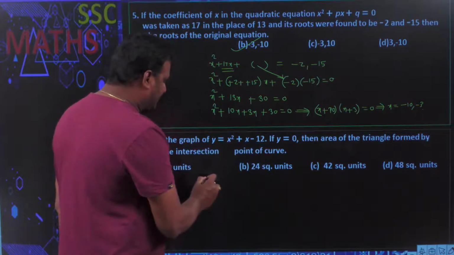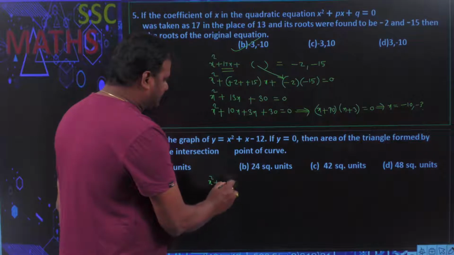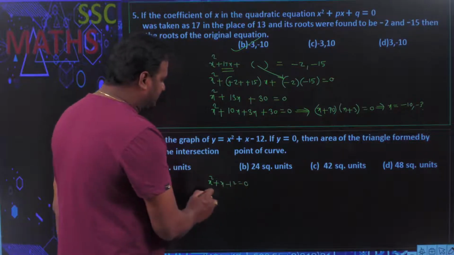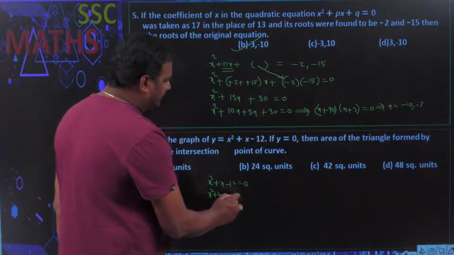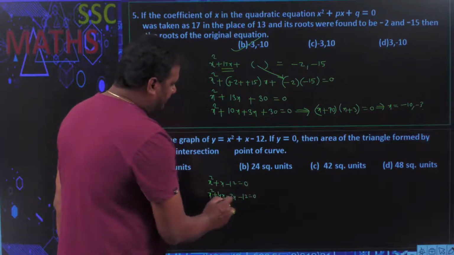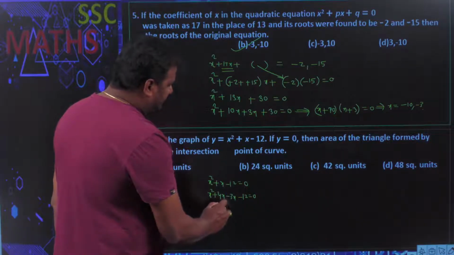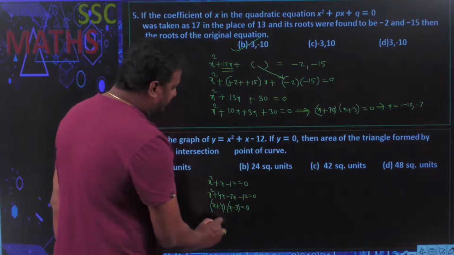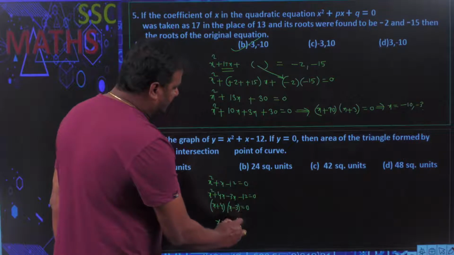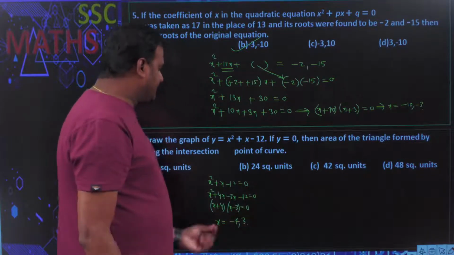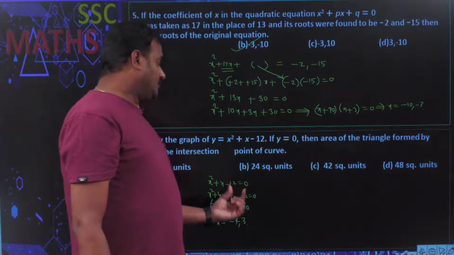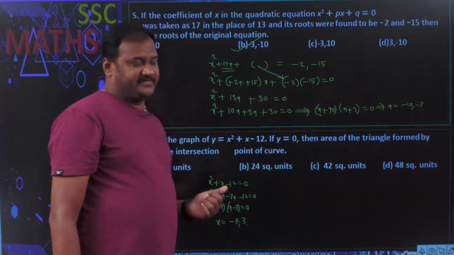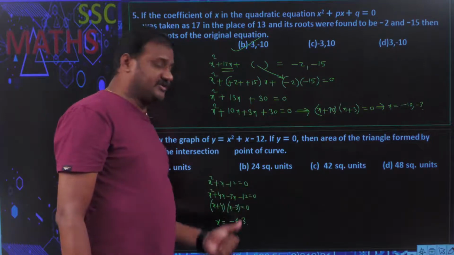x square plus x minus 12 is equal to 0. So 3 4s are 12, right? So x square plus 4x minus 3x minus 12 equal to 0. It can be written as x plus 4 times x minus 3 is equal to 0. Therefore, the values of x are minus 4 comma 3. So what do you mean by minus 4 comma 3? Your curve, the parabola, intersects the x-axis at minus 4 comma 3.